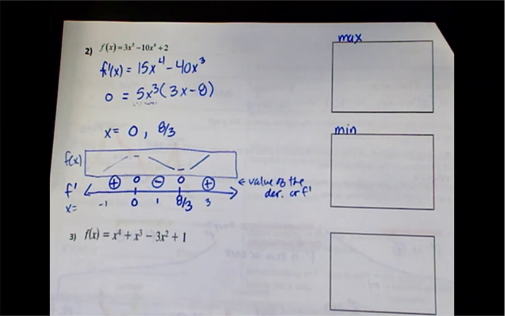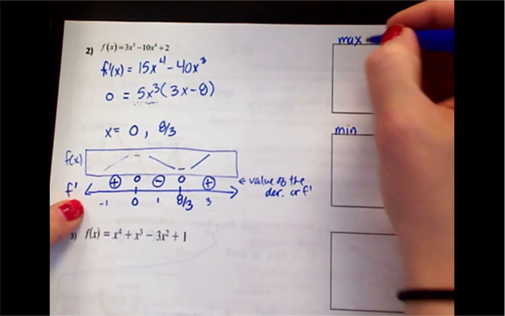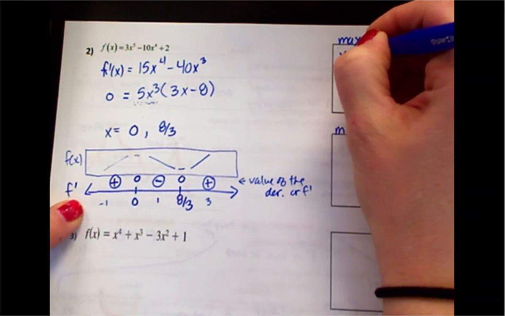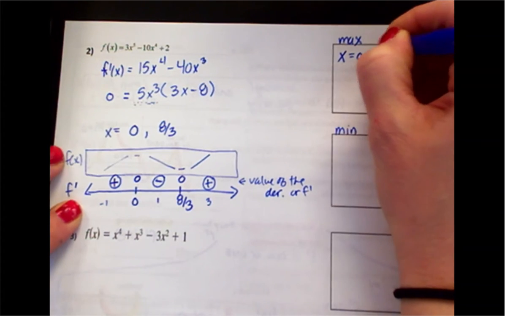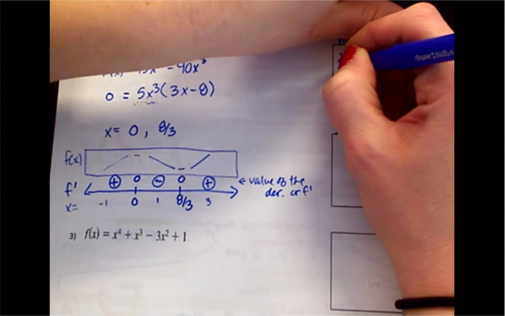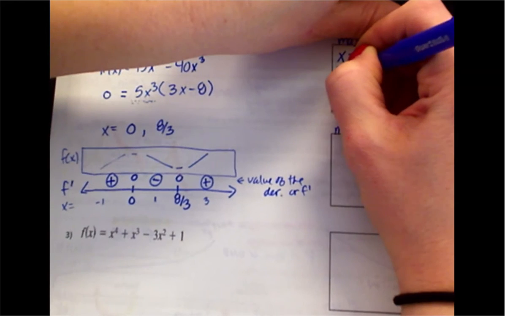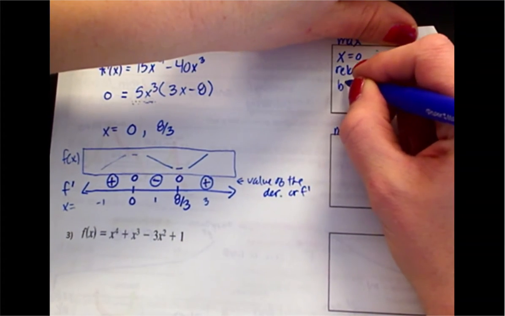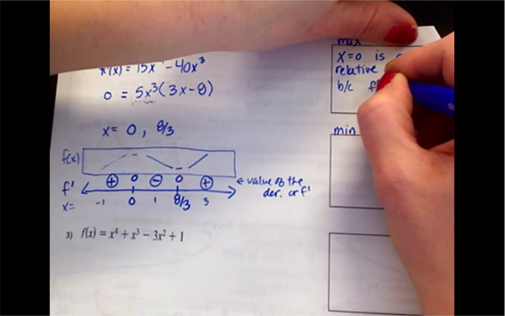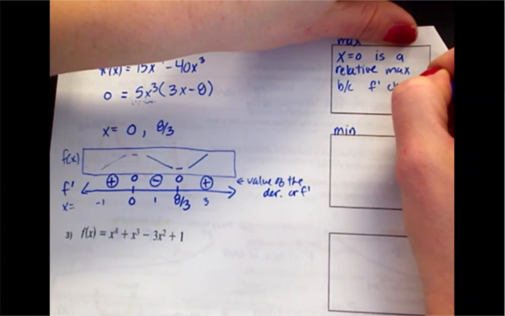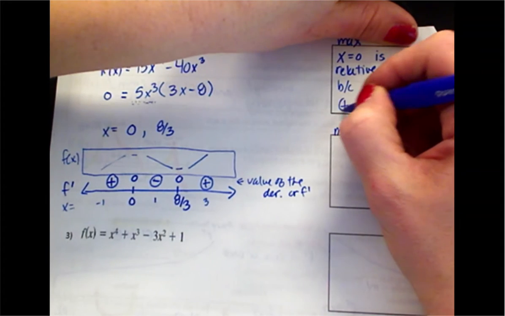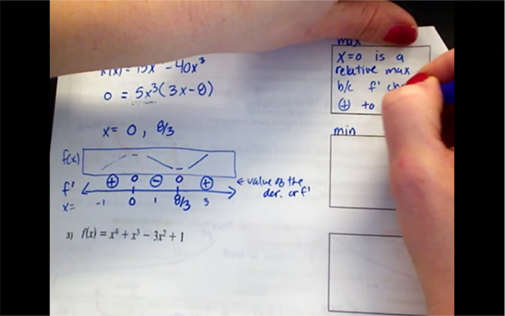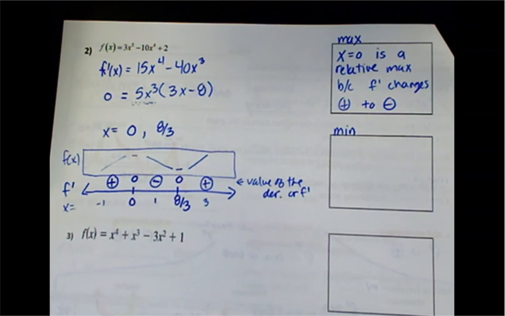Okay, so one sentence about a max, one sentence about a min. X equals 0 is a relative max because f prime changes from positive to negative. The sentence is exactly the same. It's the x-coordinates that are changing here.